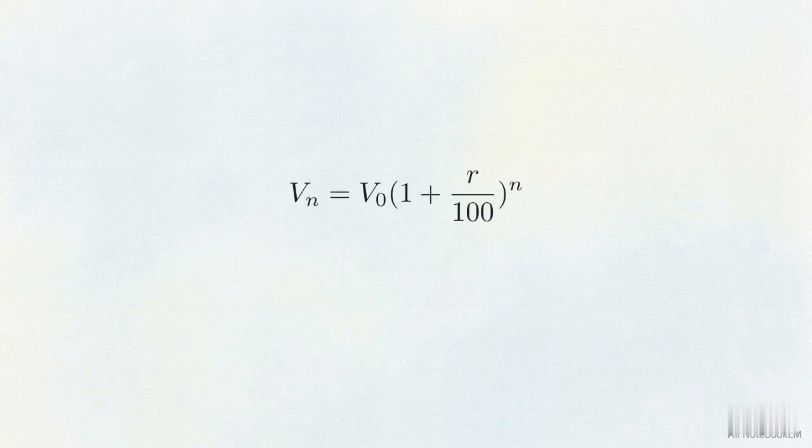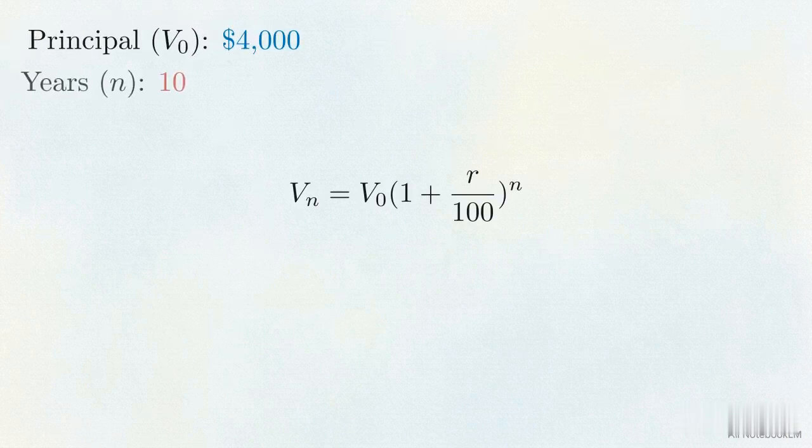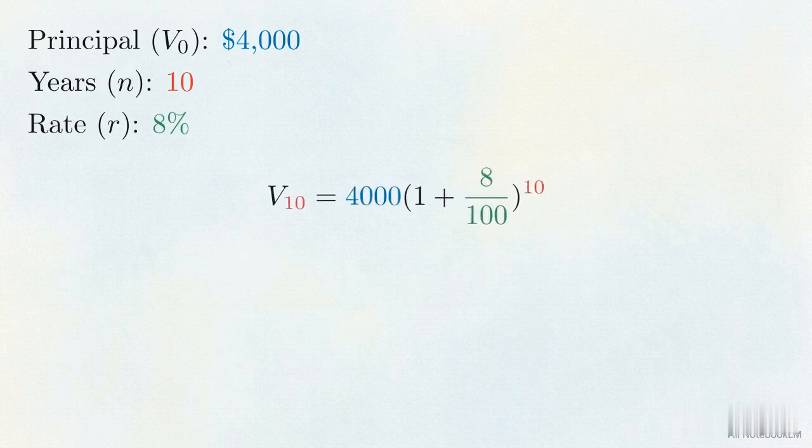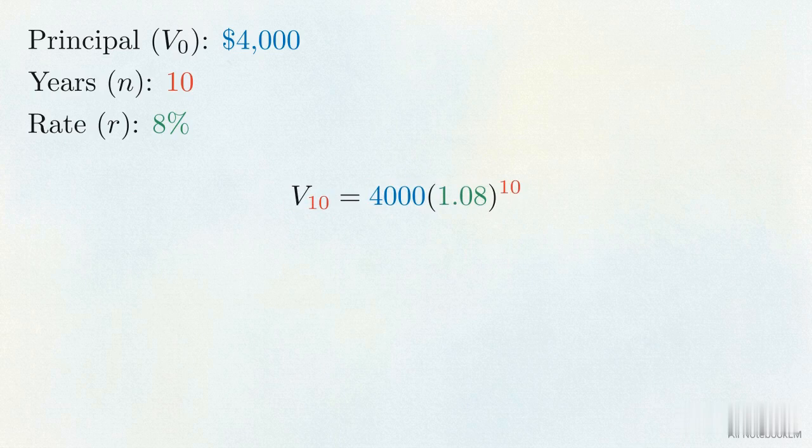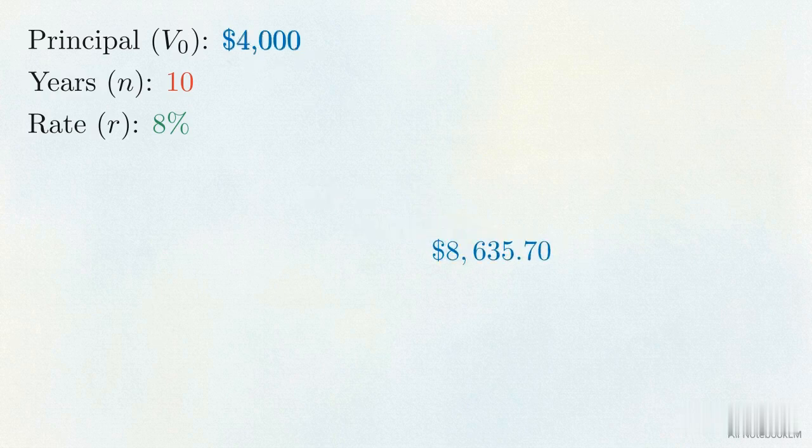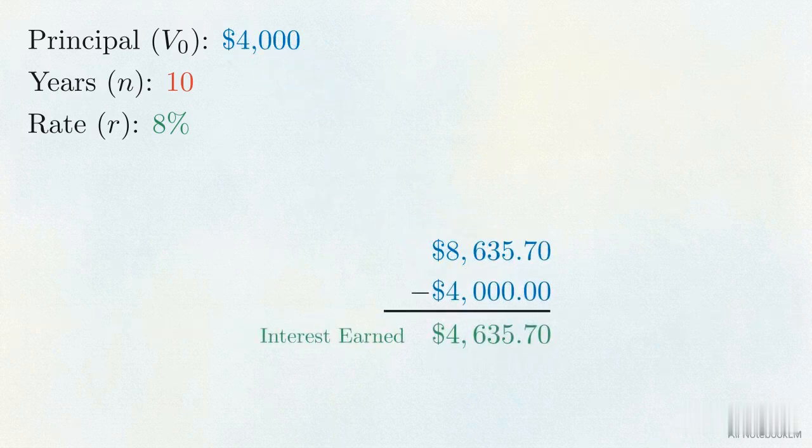Let's look at a baseline scenario, investing $4,000 for 10 years at an 8% annual rate. To simplify the growth factor, we divide the 8% rate by 100 to get 0.08. Adding the 1 gives us a growth factor of 1.08. Raising 1.08 to the 10th power and multiplying by the principal gives us $8,635.70. To find the pure interest earned, we subtract our original $4,000 investment.